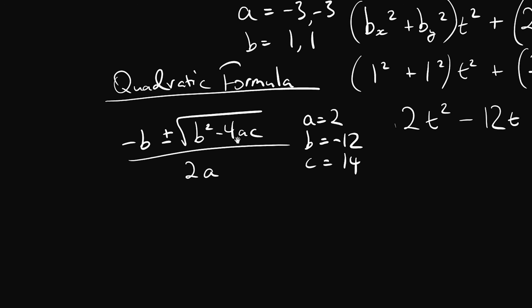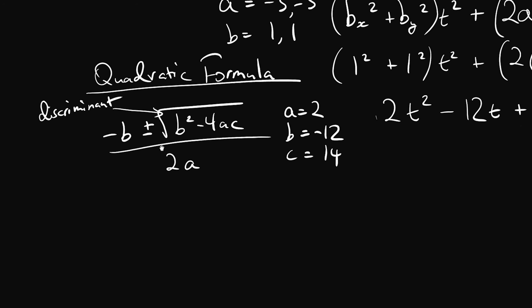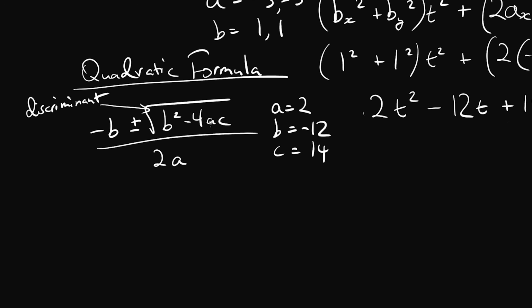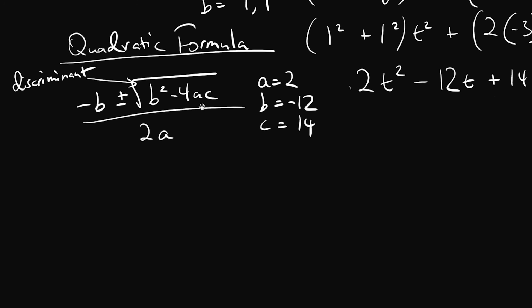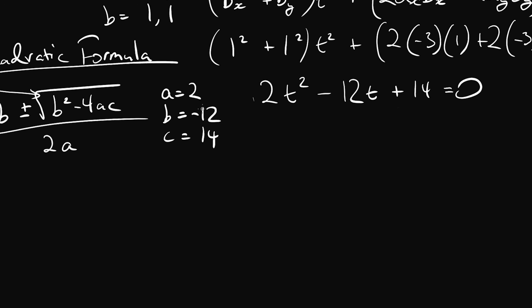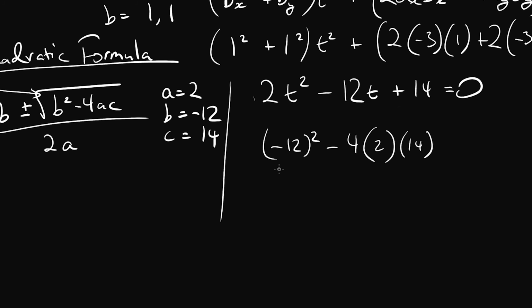Before we do that though, I want to focus on one specific part of the quadratic formula, which is this part inside the square root. This is called the discriminant. Now the cool thing about the discriminant is that if we plug in the values here, right? So a, b, and c, if we plug them into this part over here, the value that we get when we solve that particular part of the equation will actually tell us if there are any solutions and how many there are. So let's go ahead and do that first. So b squared is going to be minus 12 squared minus 4ac. So 4 times a, which is 2, times c, which is 14. So that's our discriminant part. So let's go ahead and simplify that.